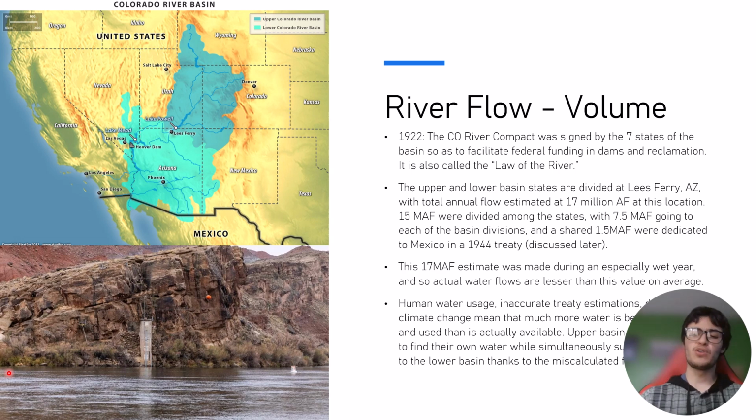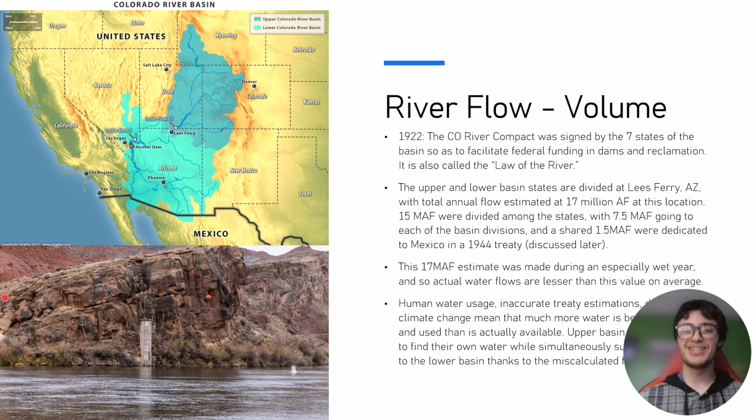Now, in 1922, the Colorado River Compact was signed by these seven states and called the Law of the River, and it dedicated the apportionments of the water, so how much they could use. They estimated that 17 million acre-feet flow through this point, Lee's Ferry, per year.